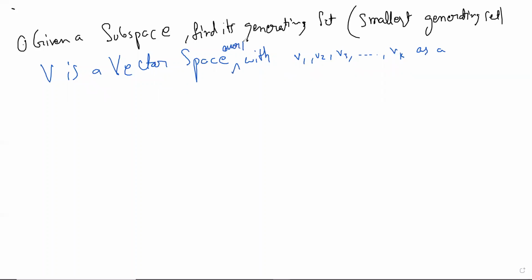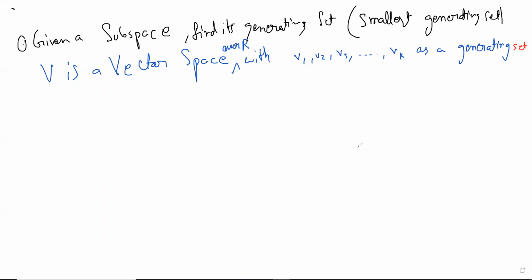For the time being, we can just take over R, but in fact, it will work over any field, any place where you can do the arithmetic. So with v1, v2 to vk as a generating set. At this point we're just taking finite, but soon I'll move into infinite also. Now, regardless of what vk is, this is a finite generating set, right?